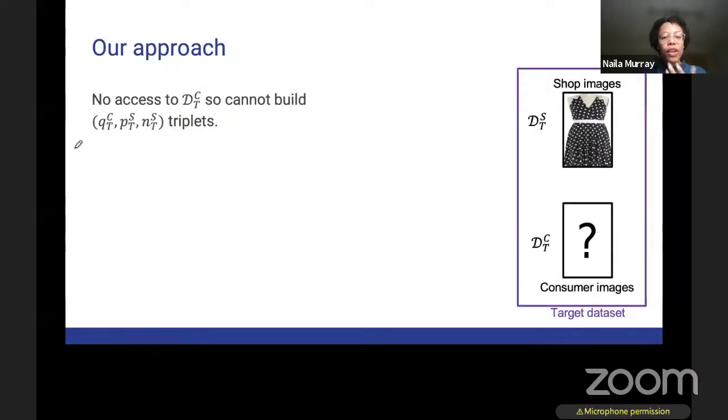So as I mentioned, we don't necessarily have these for the target domain. We don't have these consumer images, so we can't build triplets of this form, where there are consumer images from the target, because we just don't have these. We do have these though. So what are we going to do?